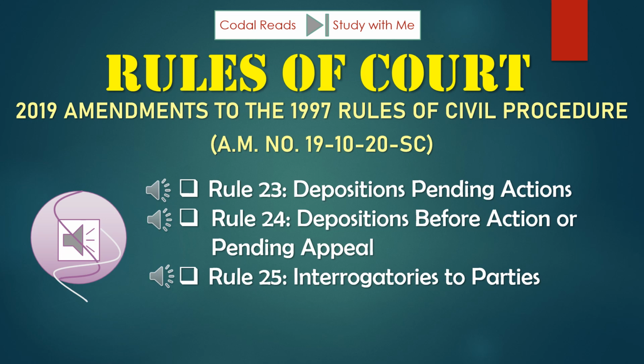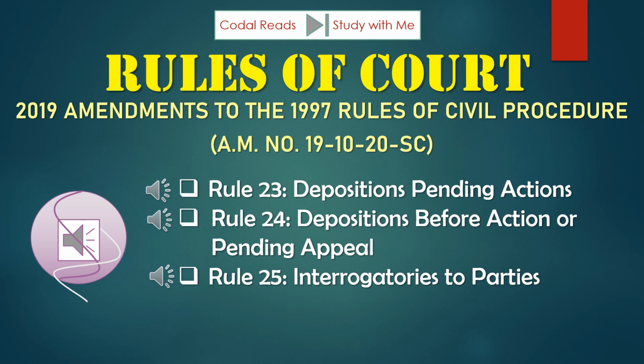If the deposition is not signed by the witness, the officer shall sign it and state on the record the fact of the waiver or of the illness or absence of the witness or the fact of the refusal to sign, together with the reason given therefor, if any, and the deposition may then be used as fully as though signed, unless on a motion to suppress under Section 29(f) of this Rule, the court holds that the reasons given for the refusal to sign require rejection of the deposition in whole or in part.